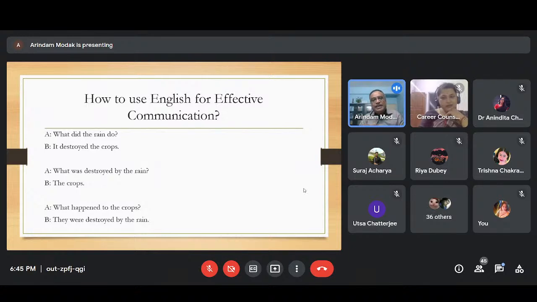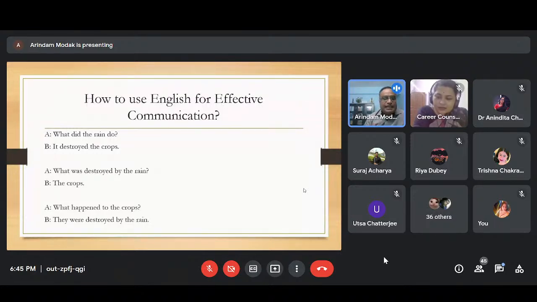Because they are not using English. They are not using English for effective use in real life. So we have to create situations where English should be used for communication in real life, in realistic situations. We have to create some such situations. Only then English can be learned effectively.